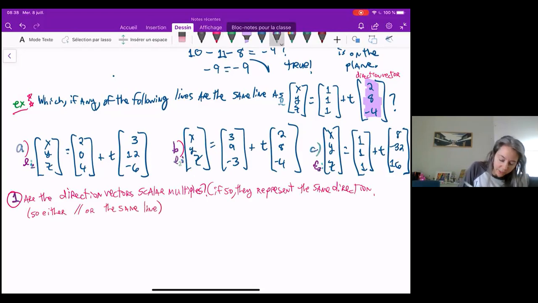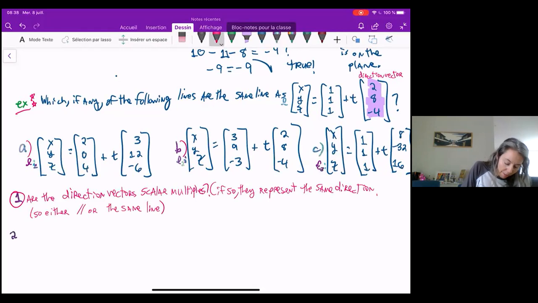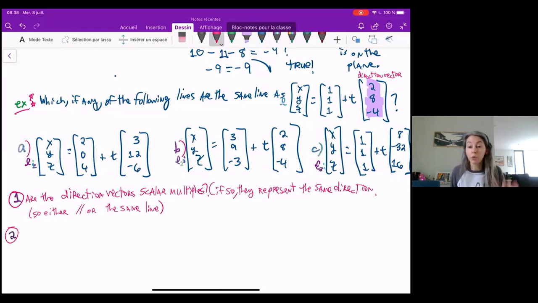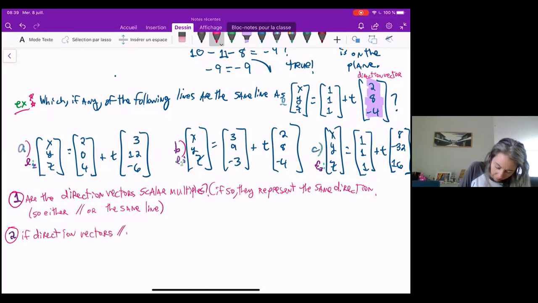Then the next thing we'll need to check is, if they have the same direction, or their direction vectors are parallel, is the point on one also on the other? And if so, they're the same line.